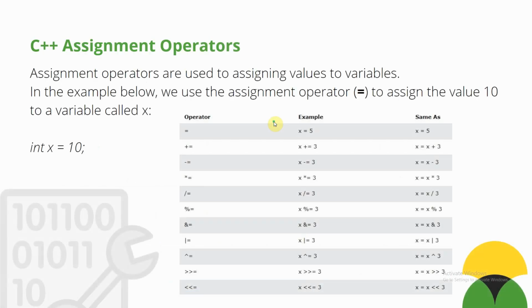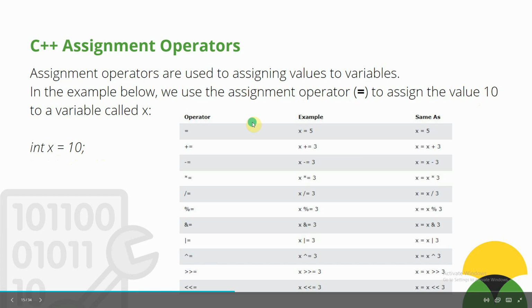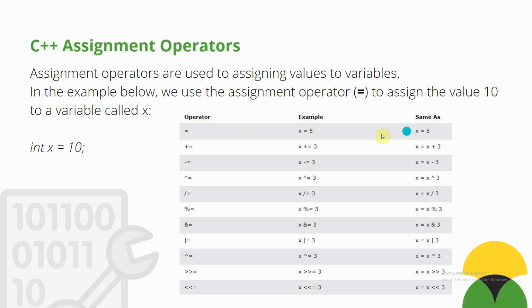Assignment operators are used to assign values to variables. The common operator is the equal sign, which assigns a value. So integer x is assigned the value of 10. So x is equal to 10. In the table, for example, this describes x equals 5.